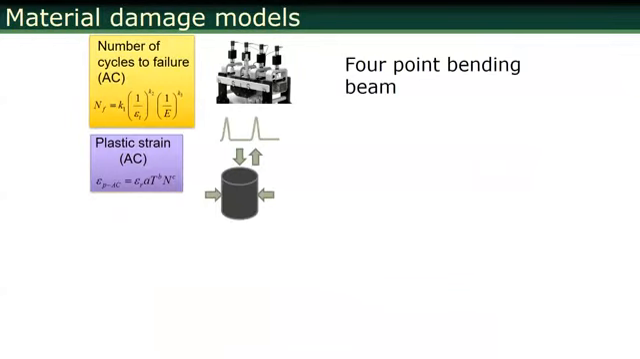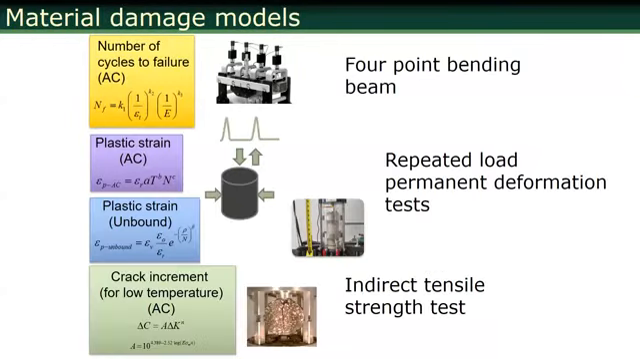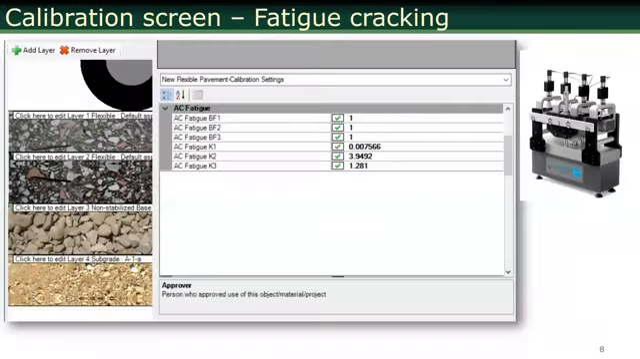Now, material damage models. We have 4 main material damage models. The 4-point bending beam test is the one that you use to calibrate material damage models. Low number, repeated load permanent deformation is the one that you use for calibration of rutting models. Resilient modulus type data, you need to use for calibration of the resilient modulus. And indirect tensile strength data is useful, but it's really not sufficient to calibrate the model. I will tell you about that later.